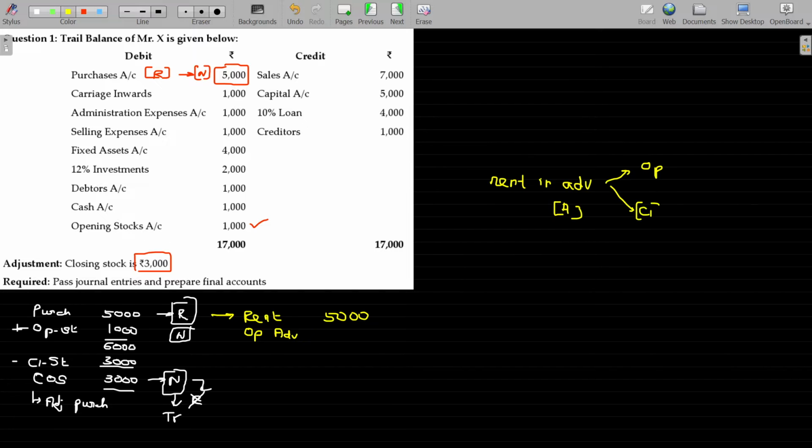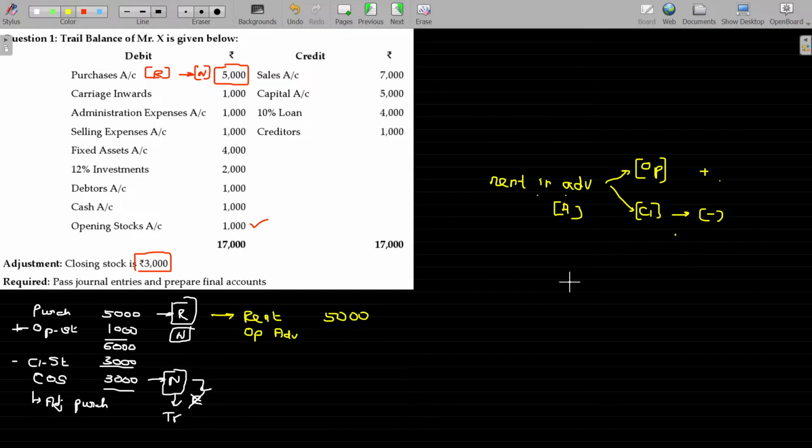If we have rent in advance closing, what does it mean? This is an asset and it will be subtracted from the rent account. And if I have the advance rent paid in the beginning, then it will be added with the opening rental expenses. The opening rent in advance is added to the rental expenses. Closing rent in advance is subtracted.